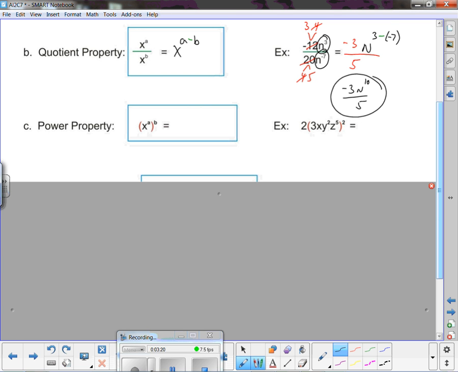All right, how about the power property? What do you have with the power property? You have a base and its exponent to another exponent, right? The parentheses there help us to understand that. If you remember, what do you do in this instance? You multiply the exponents. Now, the example I have here is a multifaceted example.